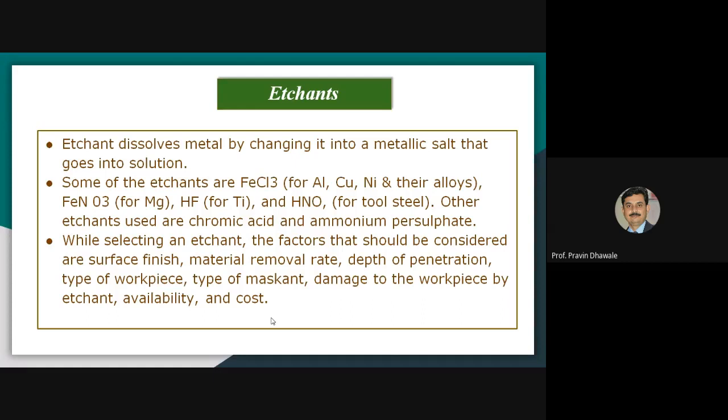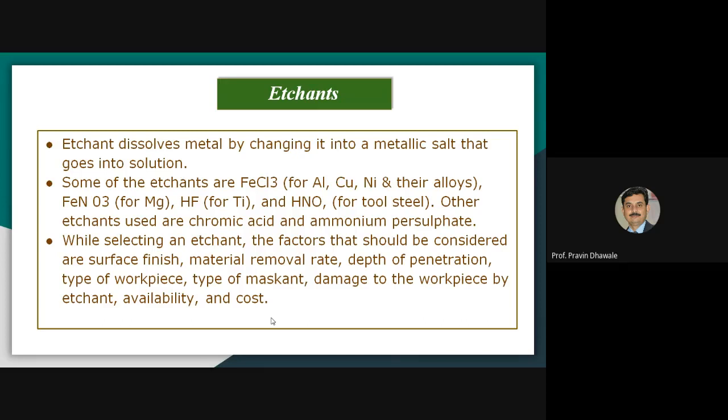Now the etchant. Etchant is a chemical solution. It dissolves the metal by changing it into a metallic salt that goes into the solution. There are different types of etchant, like iron chloride. It will be used for aluminum, copper, nickel, and their alloys. Ferrous nitrate. Likewise, there are different etchants which are used for different kinds of materials. Other etchants used are chromic acid, and ammonium persulfate is also used as an etchant.